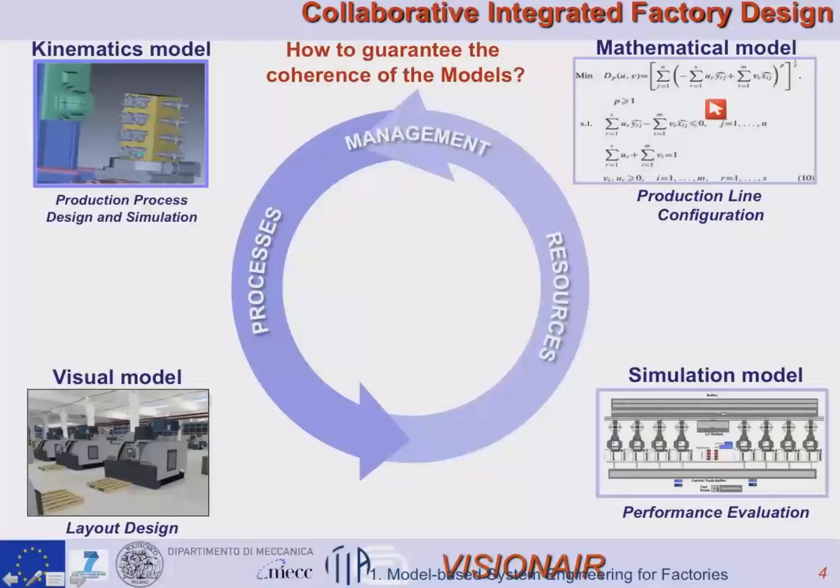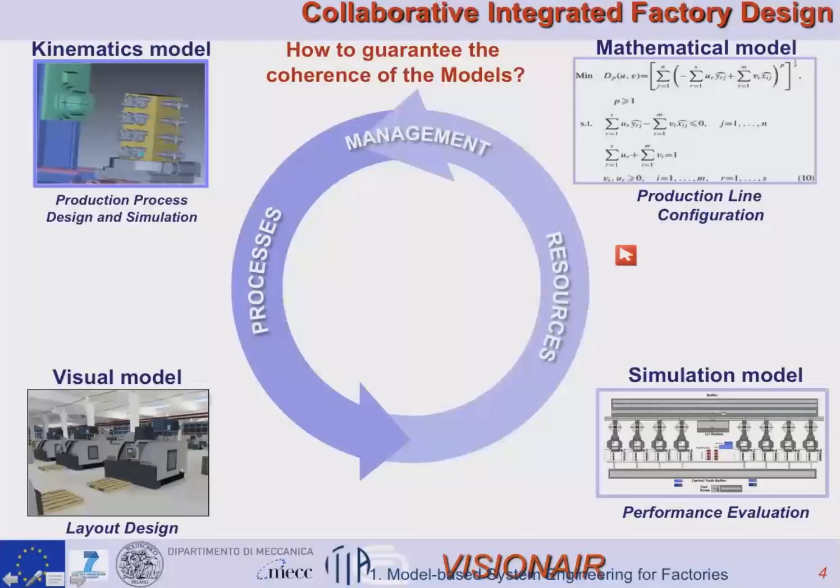And then you have a mathematical model that usually provides you a line configuration, where by line configuration we mean the fact that you have different stations. In different stations you have to allocate some working units, and the different working units are assigned a specific set of operations in a specific order.